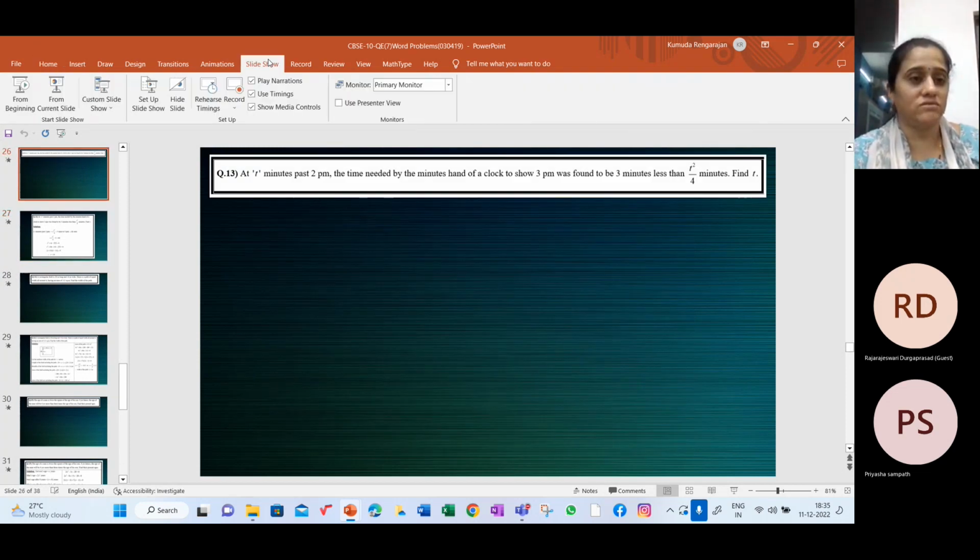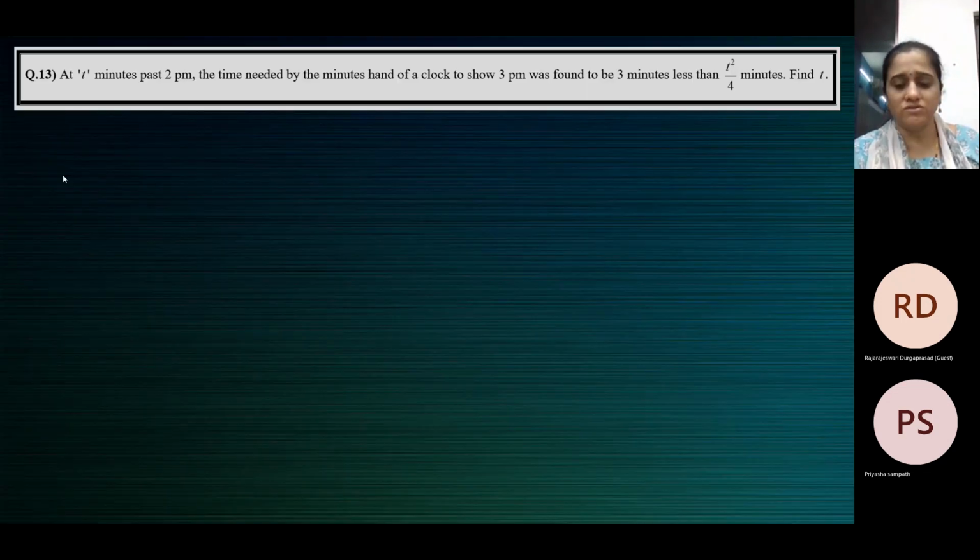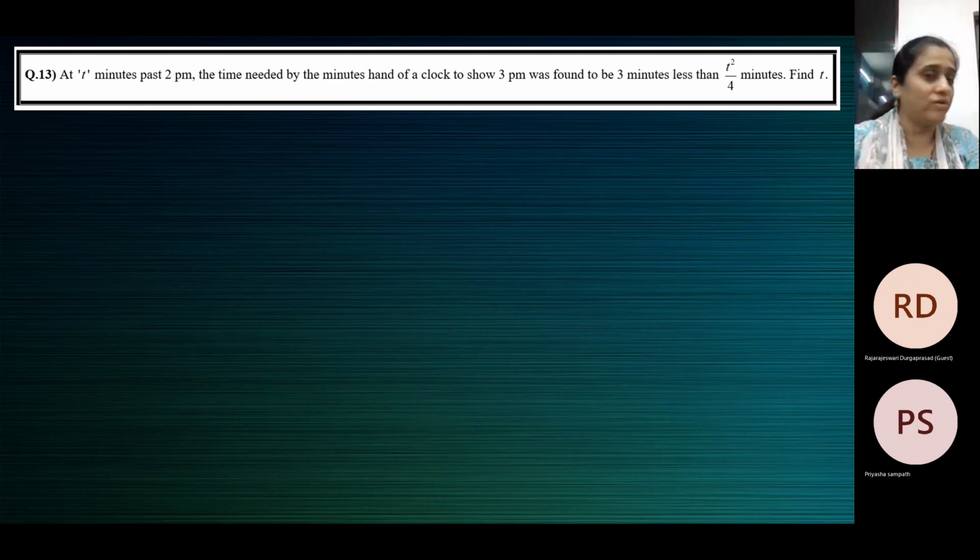This one, last Sunday or Monday, in this revision program, we did not see the final answer to this question, right? At t minutes past 2 p.m. No, suddenly I remember about this. So at t minutes past 2 p.m., the time needed by the, I think we constructed the equation. So I'll continue from there. What's the equation we constructed?